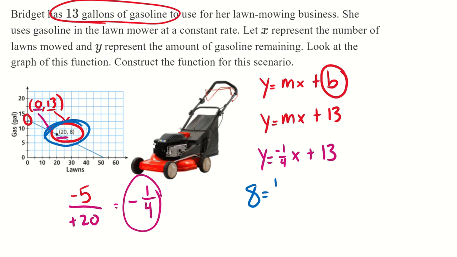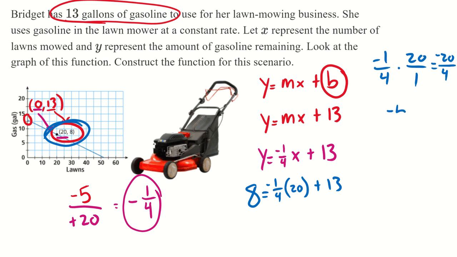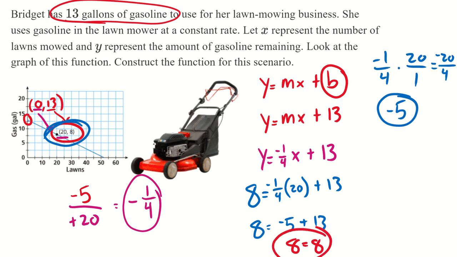8 equals negative 1/4 times 20 plus 13. And if we solve negative 1/4 times 20 over 1, this gives us negative 20 divided by 4. 20 divided by 4 is 5. This gives us negative 5. 8 equals negative 5 plus 13. Negative 5 plus 13 is 8. 8 equals 8. This is true, so our function must be true.